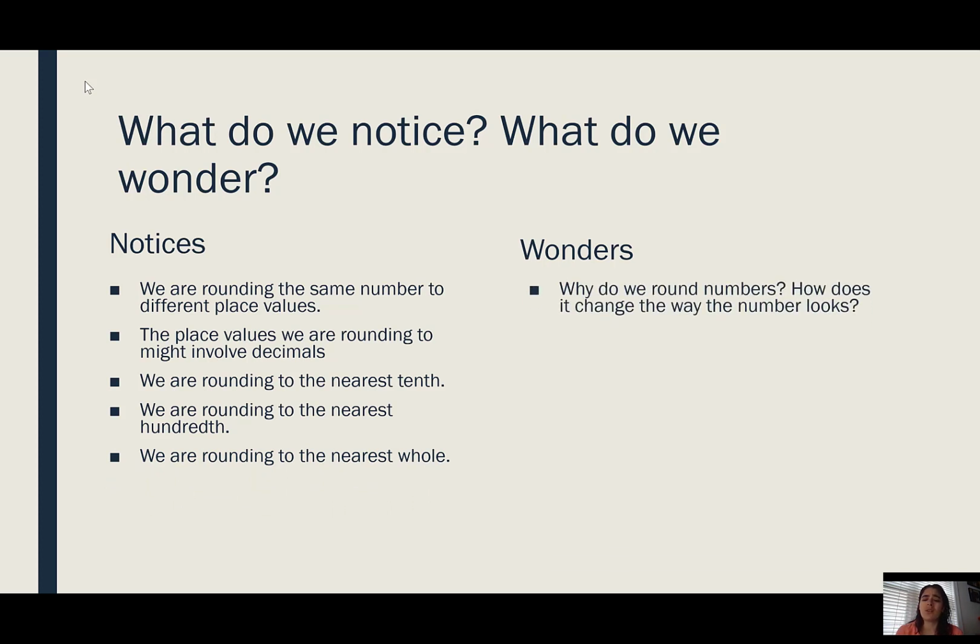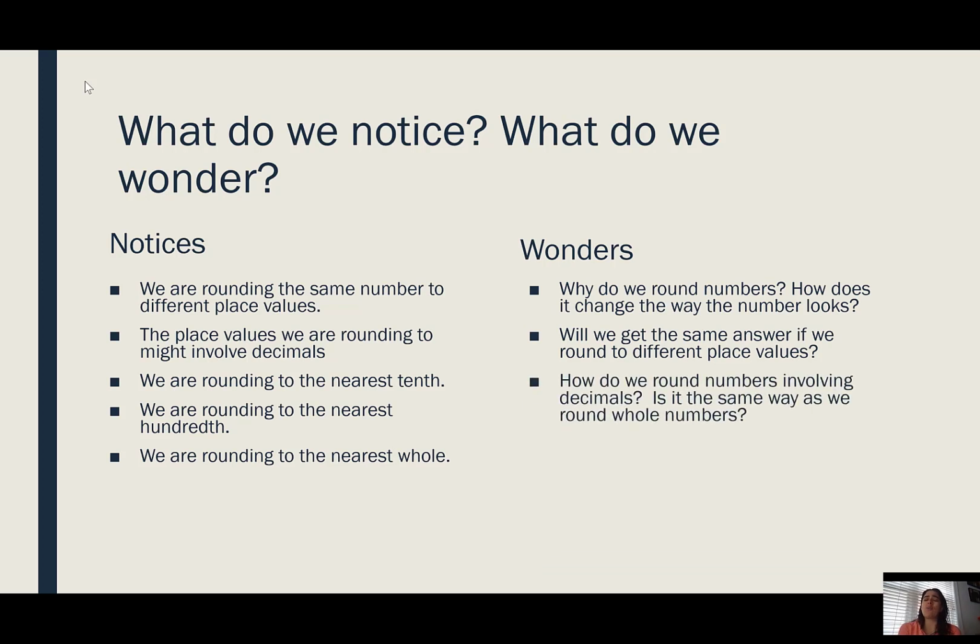What are some things I wonder? Why do we round numbers? How does it change the way the numbers look after you round them? Will we get the same answer if we round to different place values? How do we round numbers involving decimals? Is it the same way as we round whole numbers? What place value do you round to when it says round to the nearest whole? It wonders, a whole is not a place value.